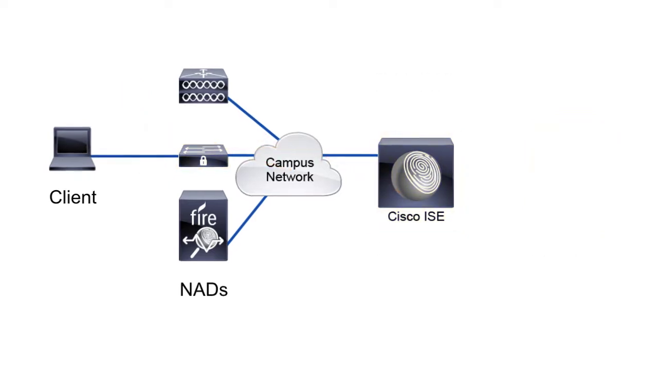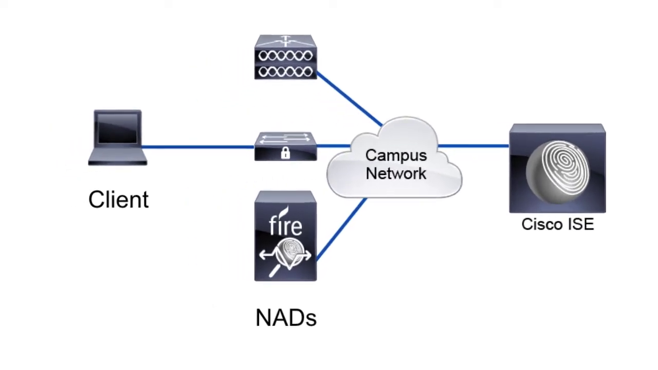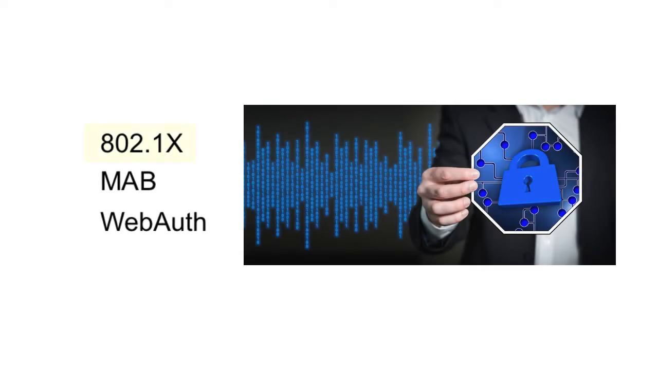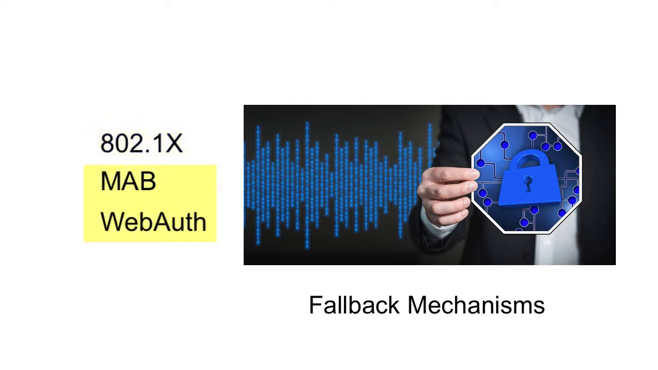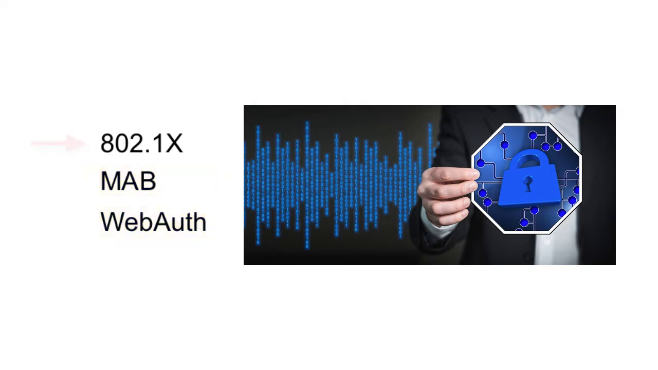There are three mechanisms that can be used when clients connect to the network: IEEE 802.1x, MAC Authentication Bypass or MAB, and Web Authentication or WebAuth. 802.1x is the strongest method and should be used. However, administrators can configure MAB and WebAuth as fallback mechanisms if the type of client to be connected is unknown. For example, a device can be configured so that if 802.1x authentication times out, MAB can be used to authenticate. If MAB authentication fails, then WebAuth can be used.